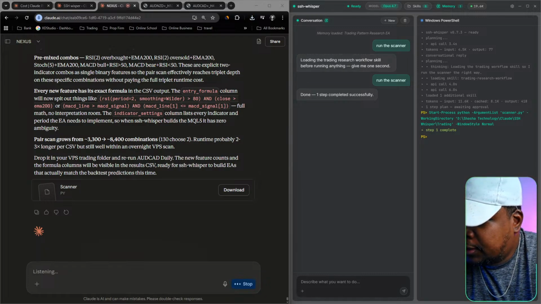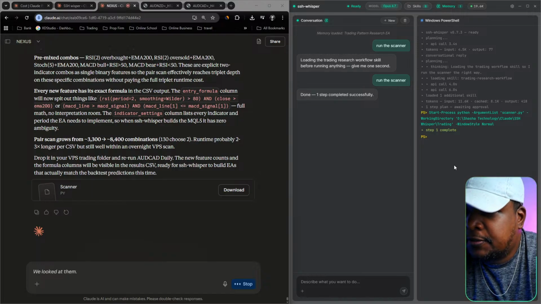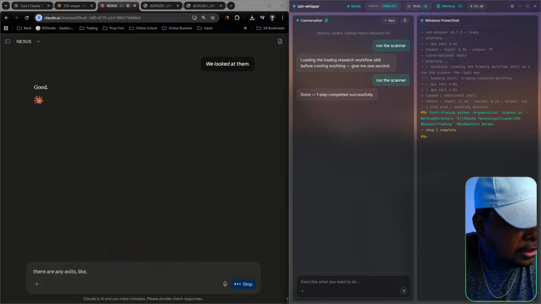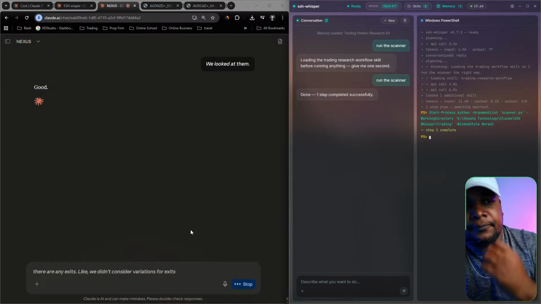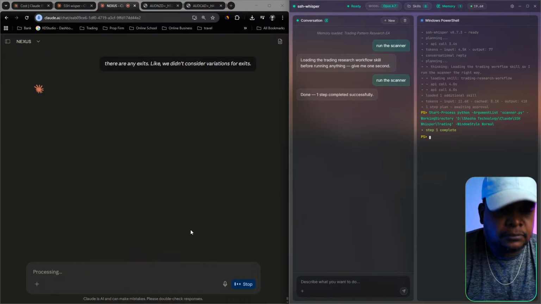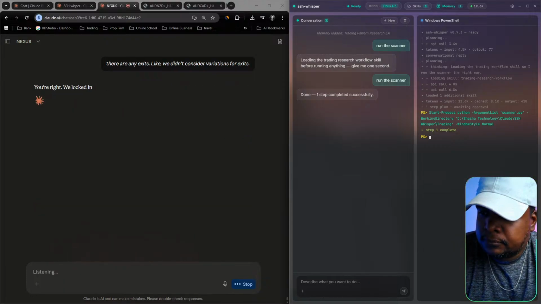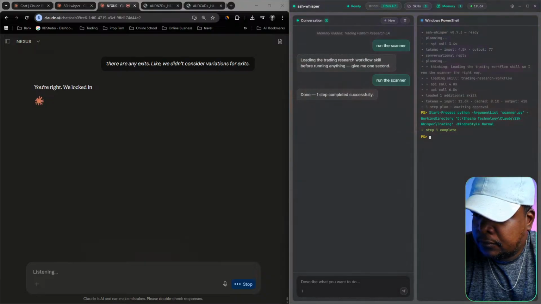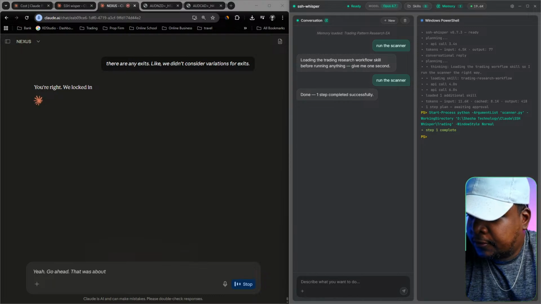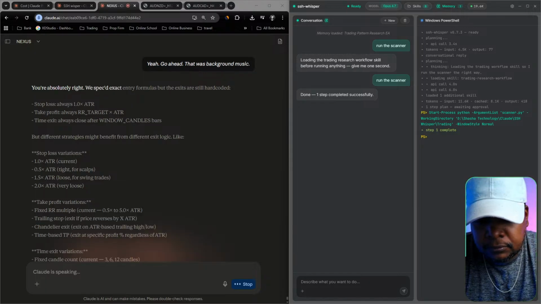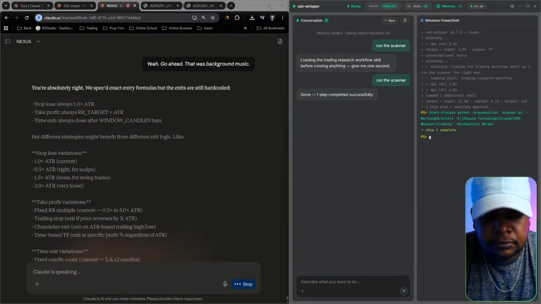Oh, you know what we didn't think about? We looked at different entry setups, but we didn't consider any exits. Like, we didn't consider variations for exits. You're right. We locked in the... Yeah, go ahead. That was background music. You're absolutely right. We spec'd exact entry formulas, but the exits are still hard-coded.